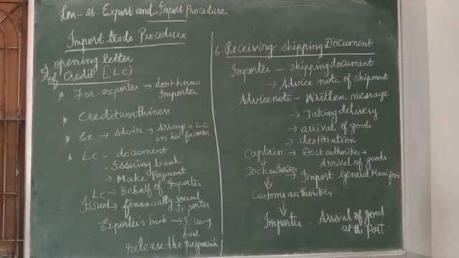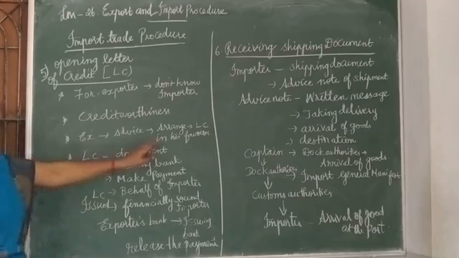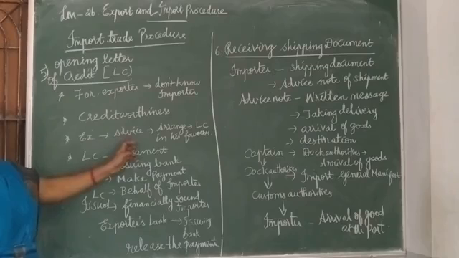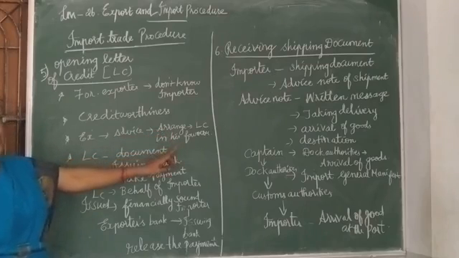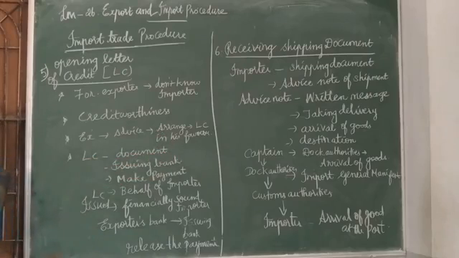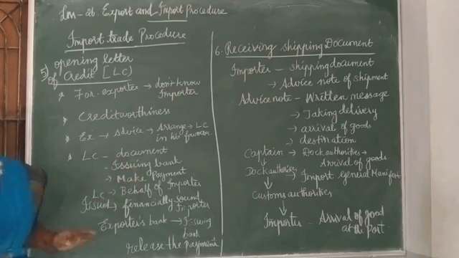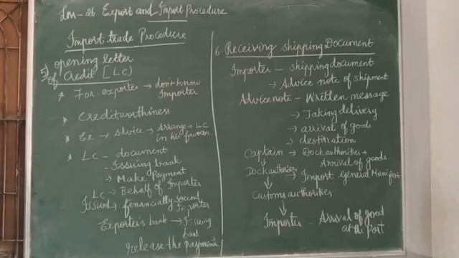In such a case, the exporter may advise the importer to arrange for a letter of credit in his favor. So LC, letter of credit, is a document. Who is issuing it? The issuing bank. The importer's bank is issuing the LC in this import procedure, so that bank is called the issuing bank. Why? Because they are going to make the payment.